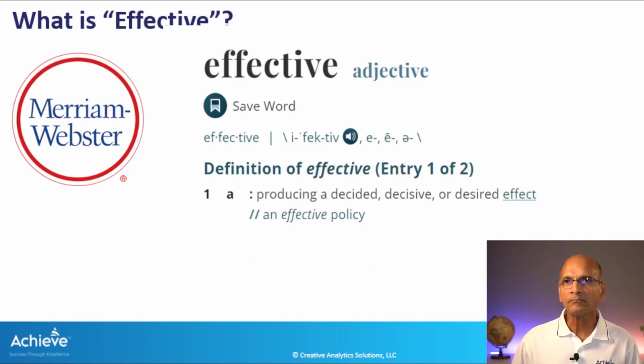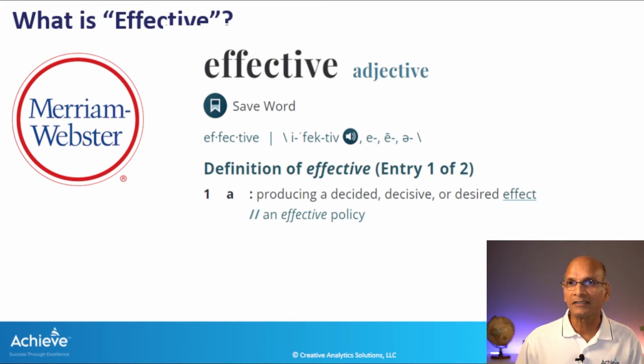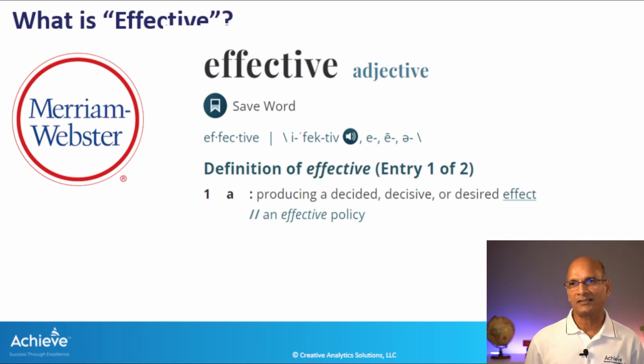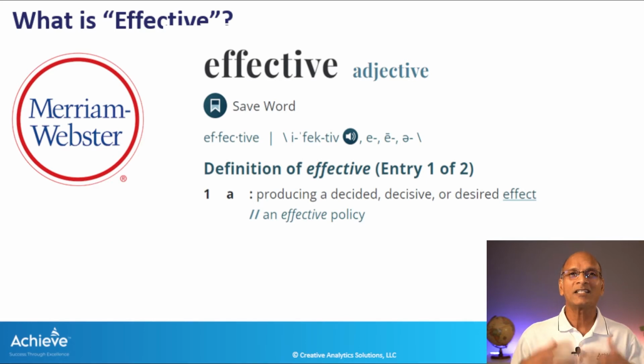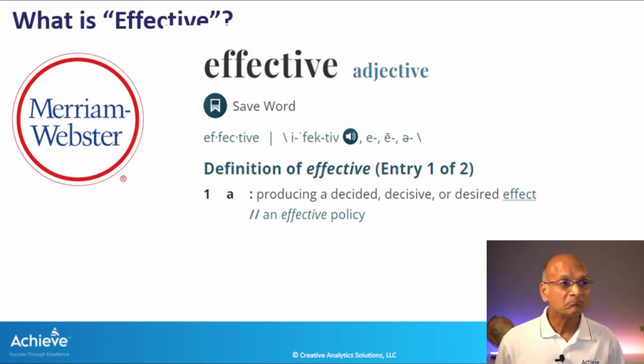Effective. Okay, so the definition of effective is producing a decided, decisive or desired effect. We need to know what we desire it to do. What is the effect we are expecting it to produce before we can say it is effective? So those are the two definitions of keywords.